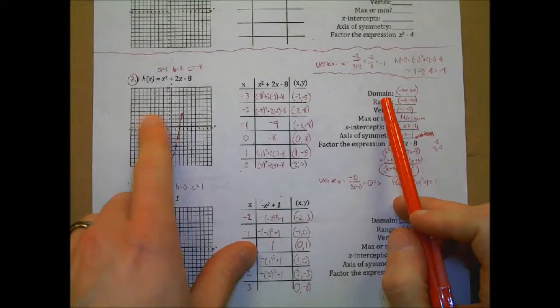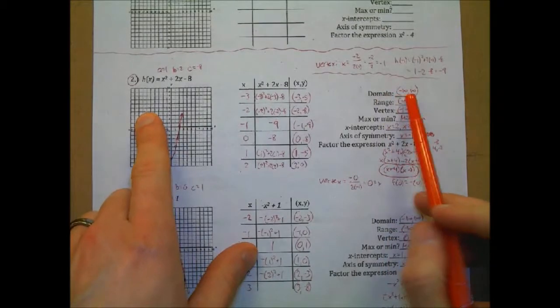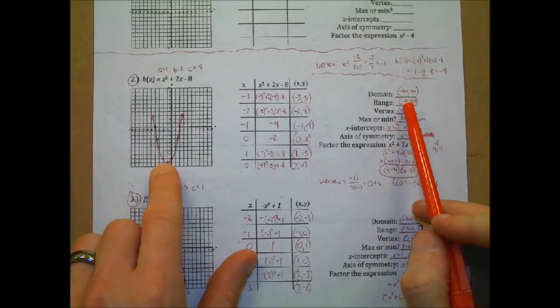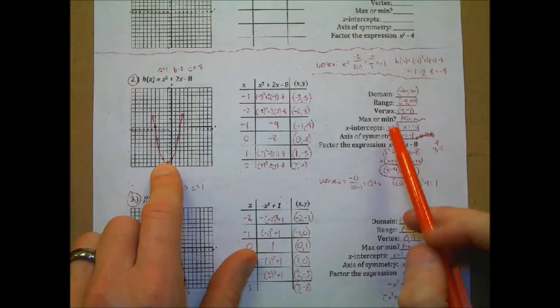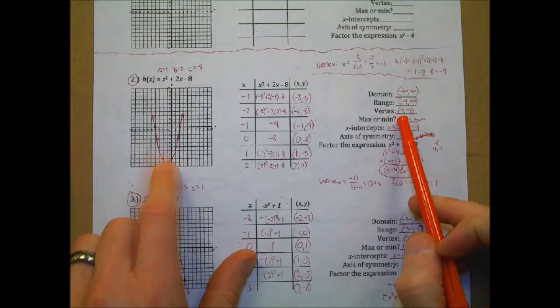If you have trouble identifying the x-intercept there, right? If you can't quite tell, maybe you didn't extend your table enough to be able to get the x-intercept. You can use your graphing calculator. Let me show you.